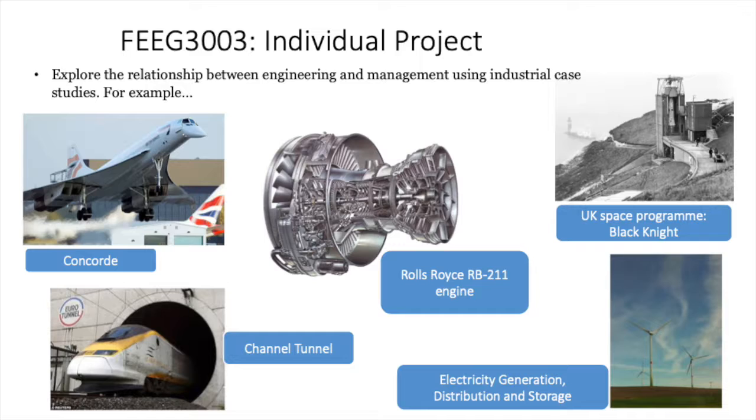On the screen at the moment are a selection of projects that we've run over the past few years. They include Concorde, the Channel Tunnel, the Rolls-Royce RB211 engine, electricity generation, distribution and storage, along with the UK space programme. Now, with Concorde and the Channel Tunnel, you've got two complex projects from an engineering perspective, but also two projects that include a geopolitical aspect of the UK and France working together. In addition to that, you've got the social aspects of physically linking two countries with a tunnel, or how you accommodate the sonic boom when flying over residential areas.